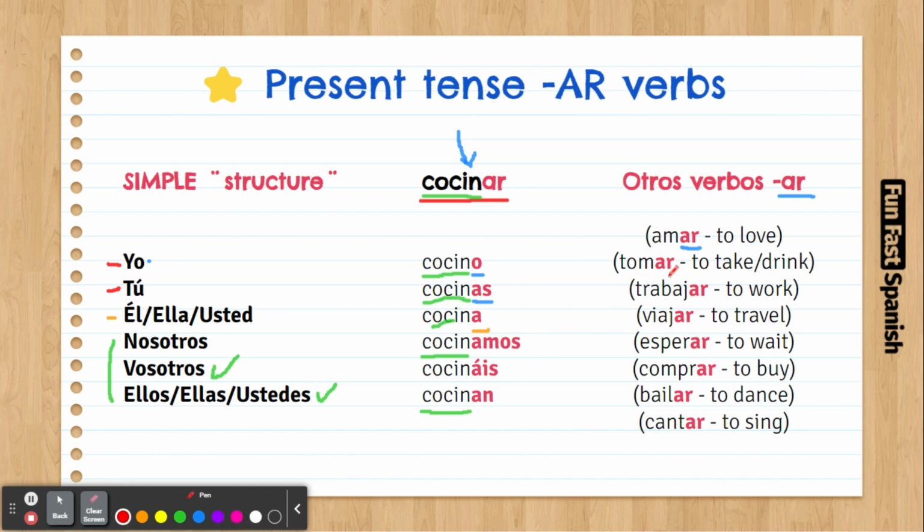So let's try to say tomar. How would you say I take? I'm going to give you 2 seconds. Okay, let's say you thought about it. The answer is yo tomo. Yo tomo. How would you say you drink? You take, as a question. I'm gonna give you 2 seconds again.